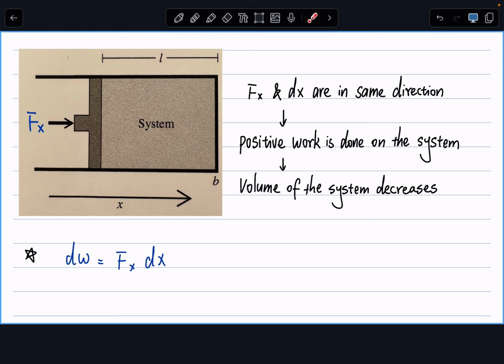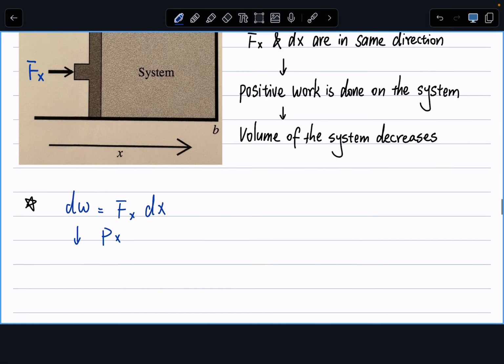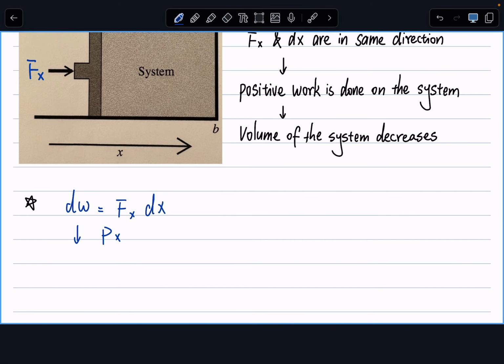So we're doing positive work onto the system. The system can be anything that we care about, maybe a cylinder of ideal gas. And when that force is exerting on there, we're doing it very slowly, so the volume of the system gradually decreases. In the same process, the pressure of the system in that direction is defined as Fx over area, right? So pressure is equal to Fx over A.